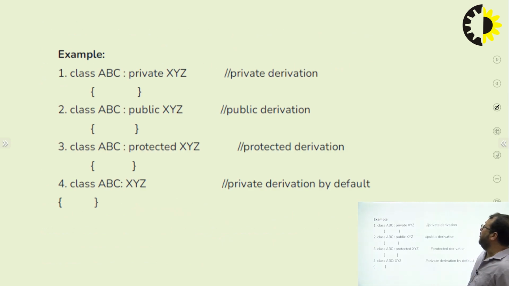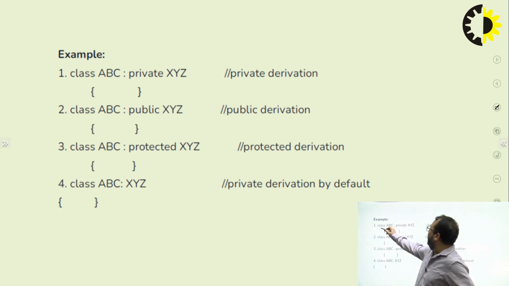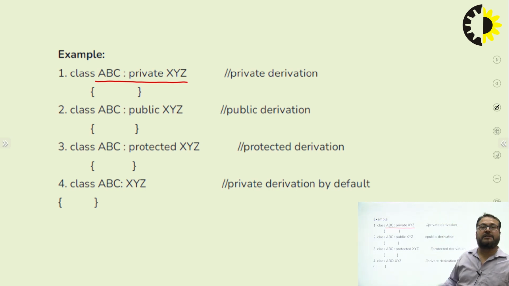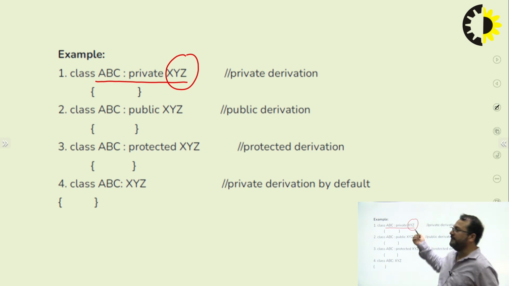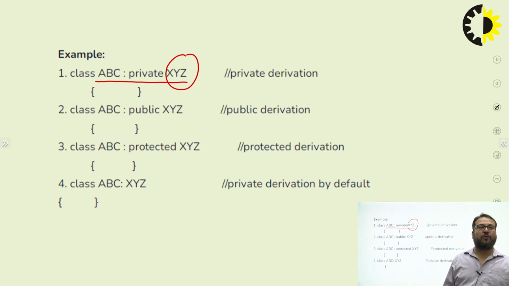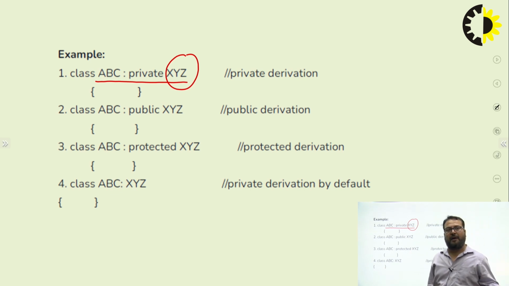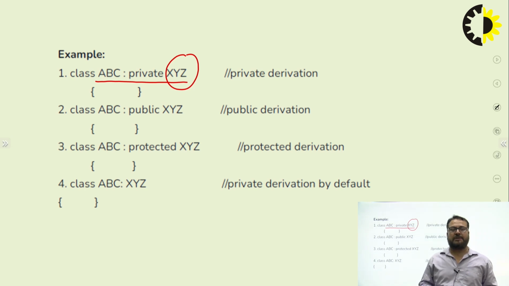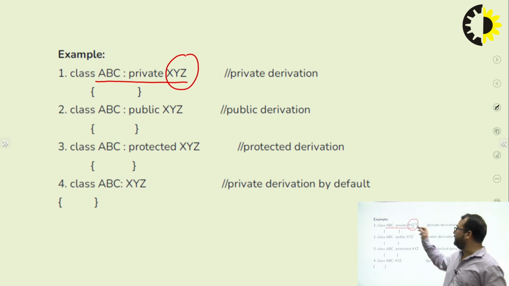So let's see here. If we write class ABC colon private XYZ, it means that ABC is the subclass, a derived class, and XYZ is the parent class. This is a kind of single inheritance. ABC is going to inherit XYZ. XYZ could have been created earlier, and now we want some feature which is exclusive to ABC.